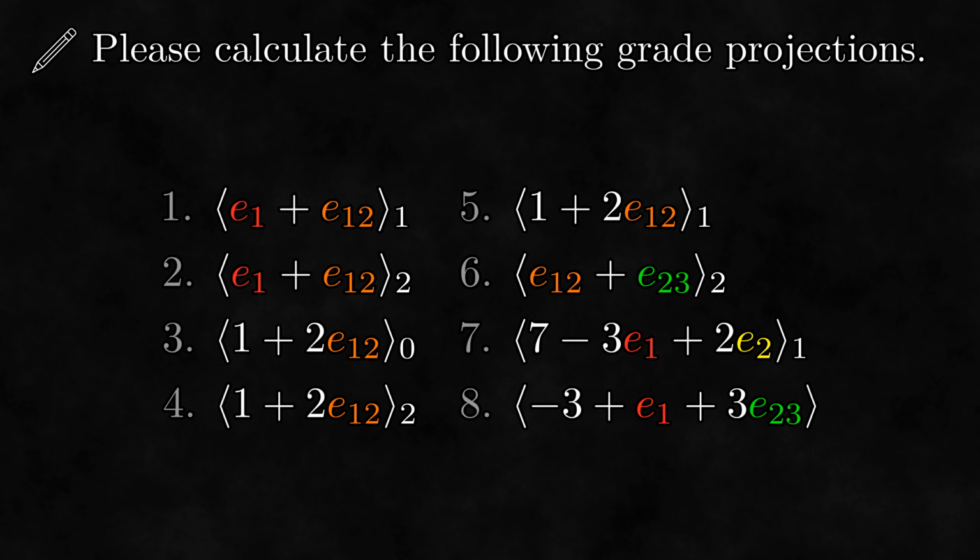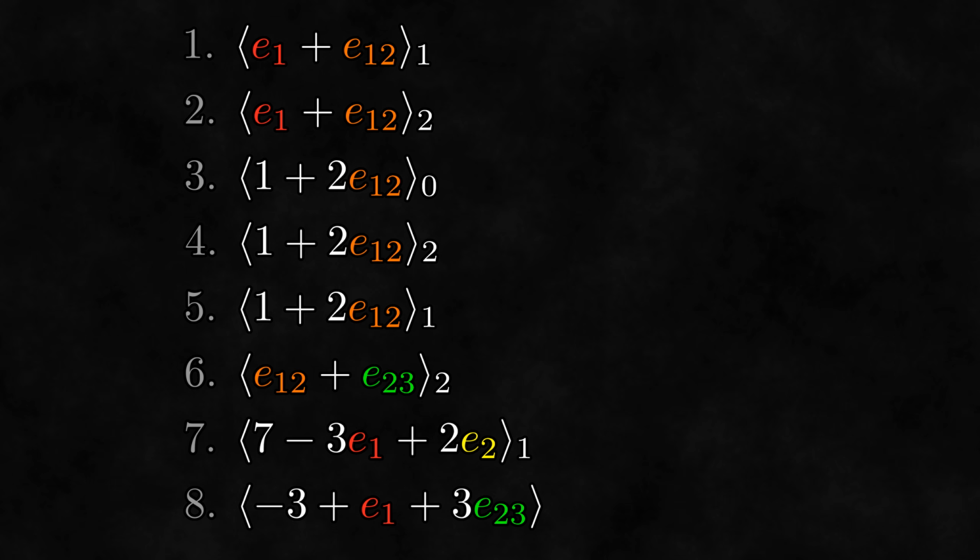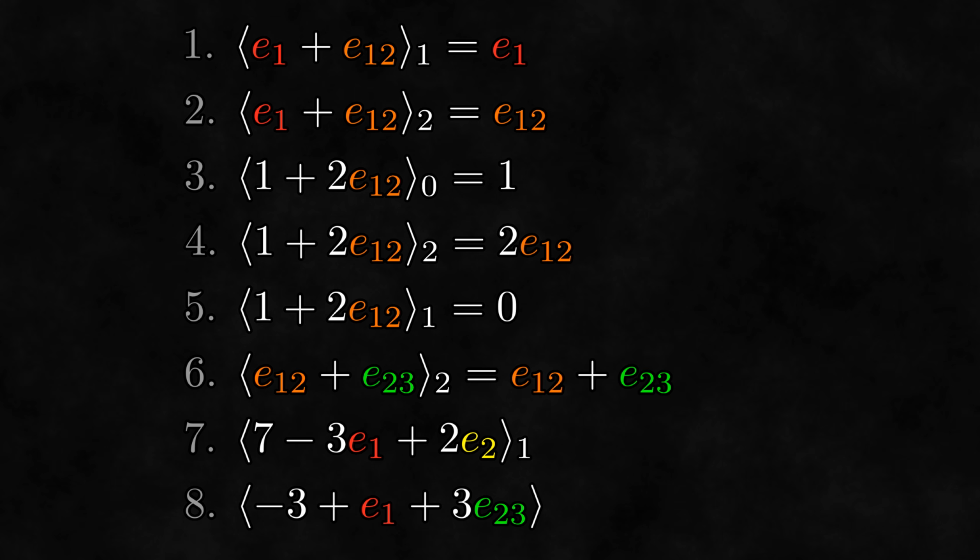Hopefully, this exercise wasn't too difficult. The first 4 grade projections are pretty simple, so I won't talk through the process and just show the answers. The 5th one is a little stranger since it's asking for the vector part from a multivector that has no vector part. However, we could instead just think of the vector part as being 0, so the grade 1 projection in problem 5 ends up being 0. The 6th problem is a little silly in that the multivector is already a grade 2 multivector, so the grade projection ends up doing nothing. The 7th problem is similar to the first few, and the 8th problem was just checking to see if you remembered that angle brackets with no subscript means to take the scalar part.